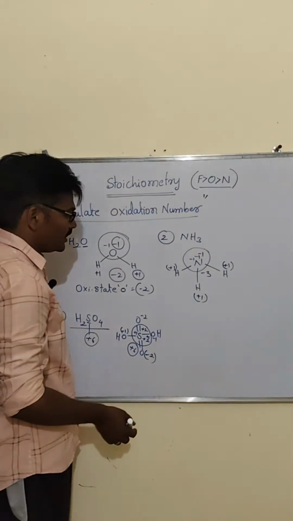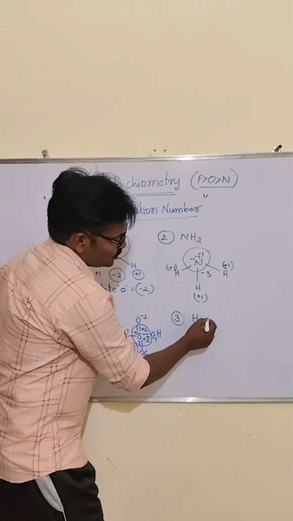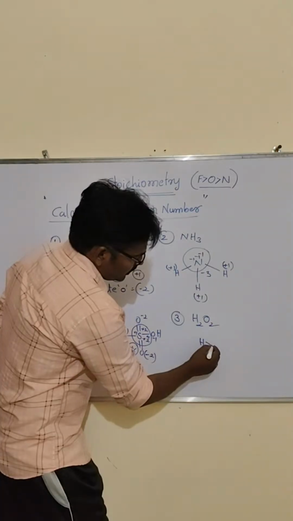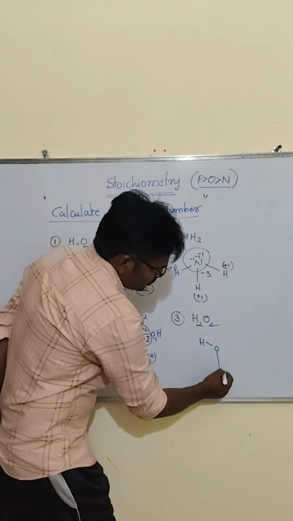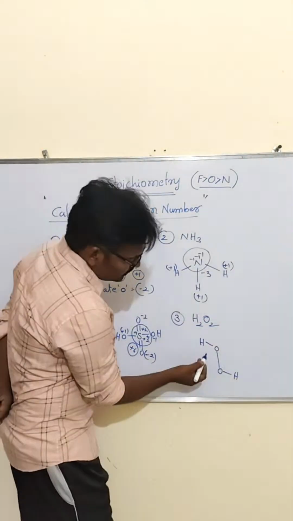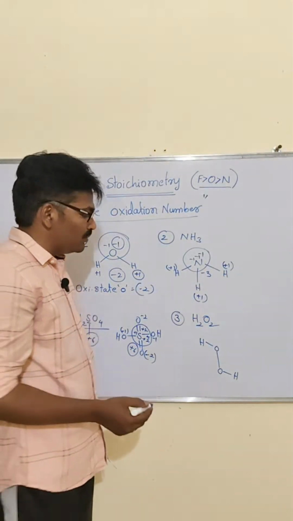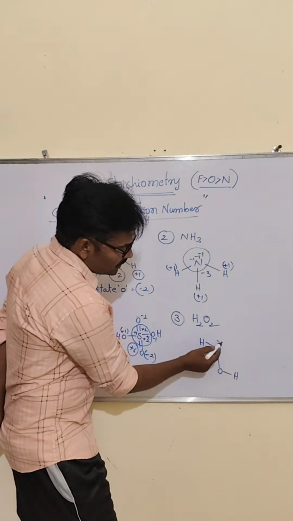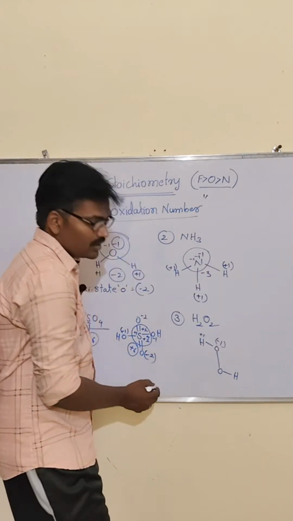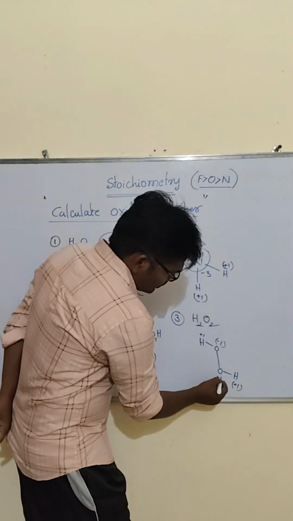Then the next one, the third one, is hydrogen peroxide, H2O2. The structure of hydrogen peroxide, we call it the open book structure, right? Between the oxygen and hydrogen, a single bond is there. When it contains a single bond, the most electronegative atom gets the negative charge, and the less electronegative atom gets the positive charge. Even here, +1, then -1.